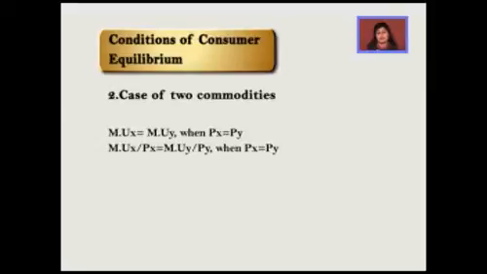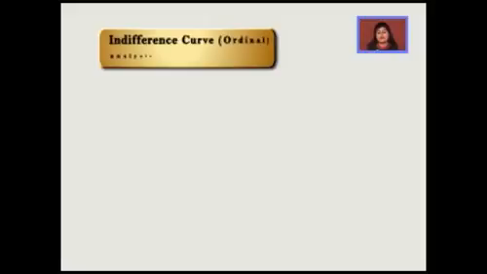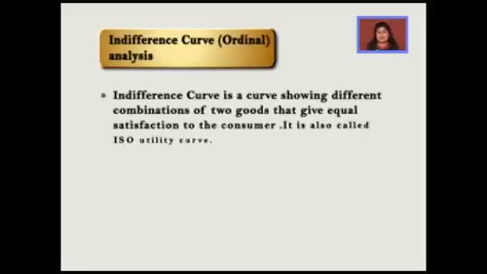And the new concept that was put forward was ordinal analysis. Ordinal means that we actually do not measure utility in cardinal numbers. We just compare the utilities between two things, or at the most we can say that two things are giving us equal utility. So the concept that was put forward was ordinal analysis or indifference curve analysis. An indifference curve is a very important tool of this analysis.